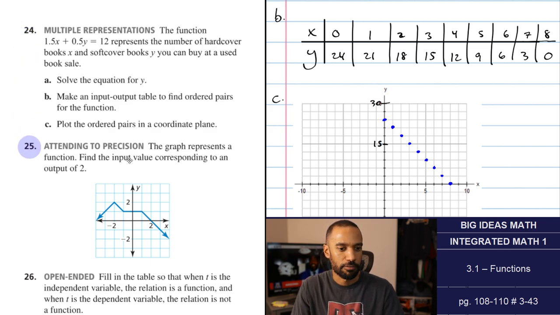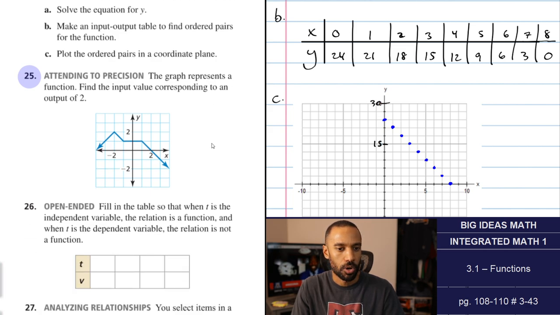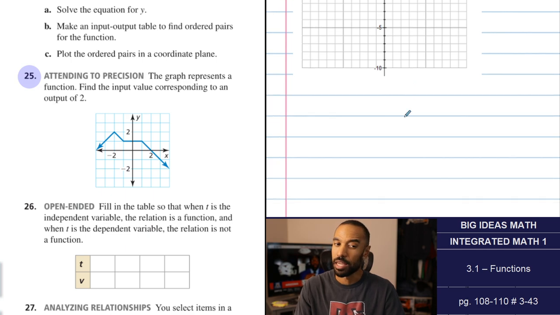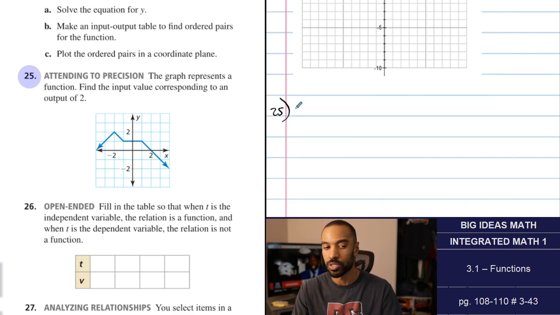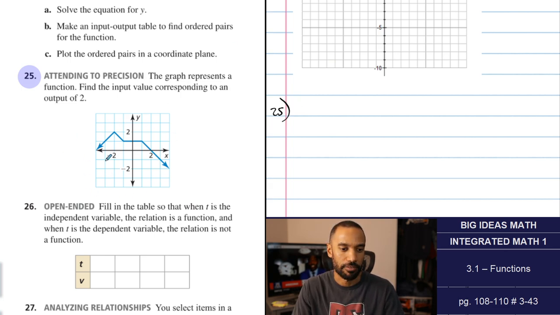Okay, number 25, attending to precision. The graph represents a function. Find the input value corresponding to an output of 2. They say the input value, which makes me sound like there's only one of them. They could say value or values. But on number 25, let's just look at the graph over here. Output of 2 means when y is 2. If you scan this, there's only one place that we get an output of 2.